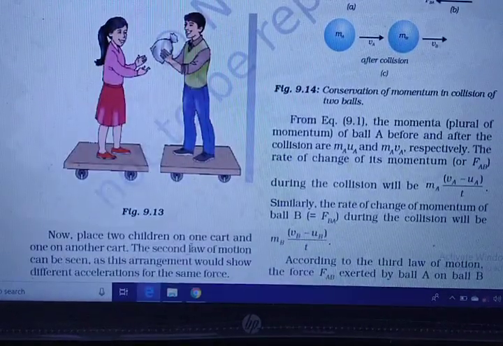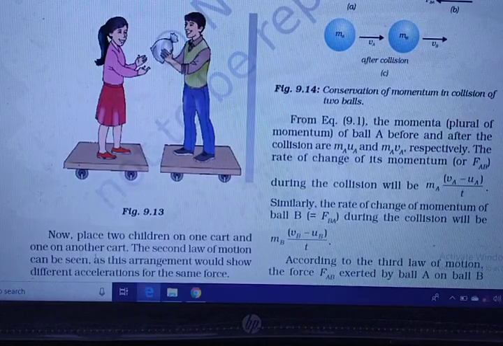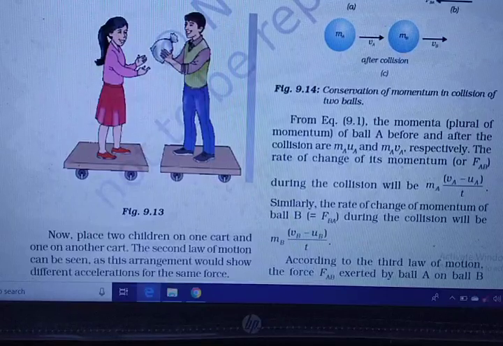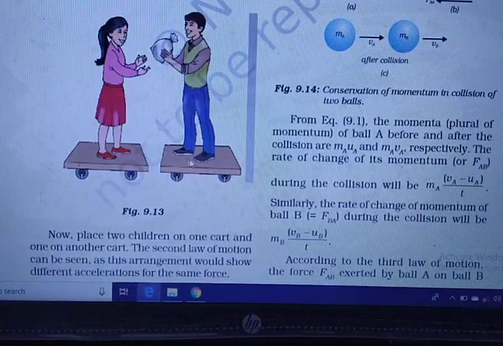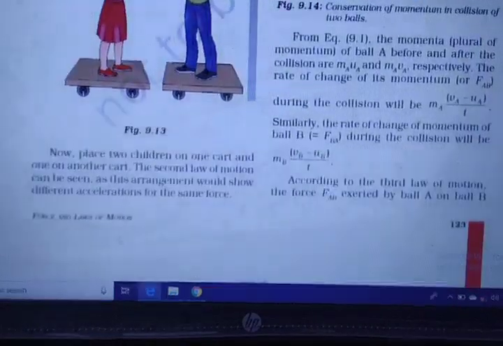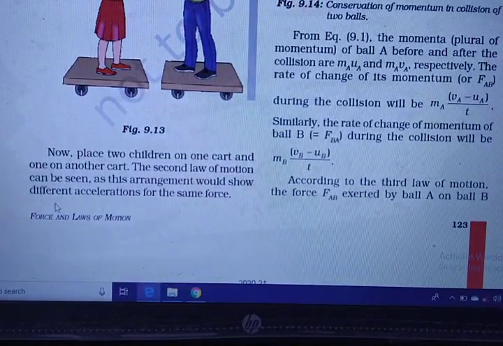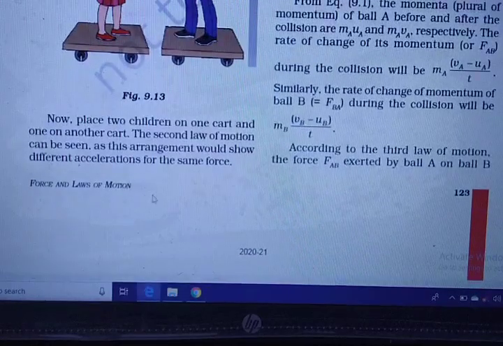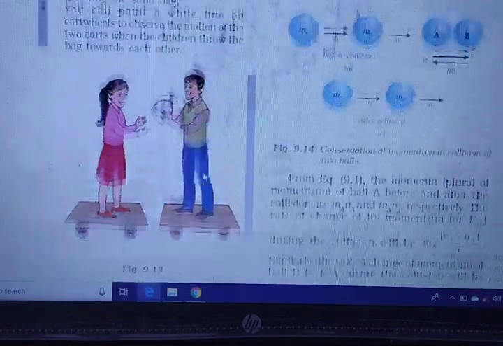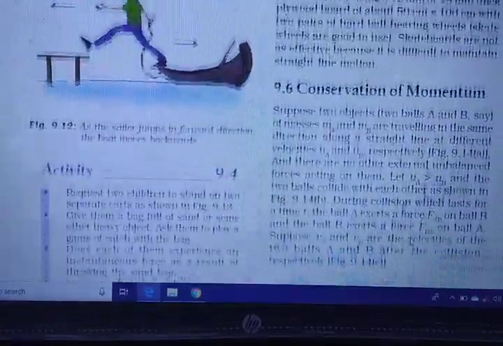Now place two children on one cart and one on another cart. The second law of motion can be seen. If they are both on the same cart and if they are on different carts, which law of motion will be seen? The second law of motion can be seen, as the arrangement would show different acceleration for the same force.